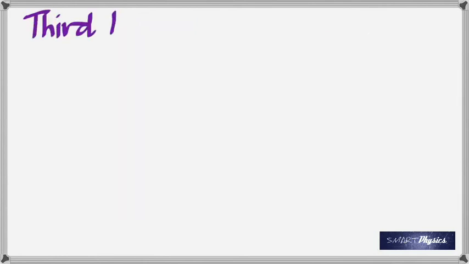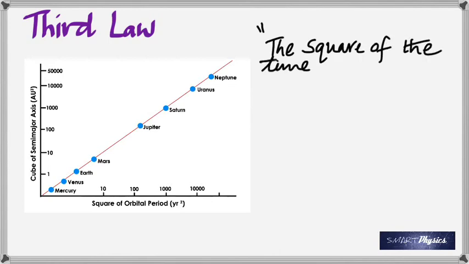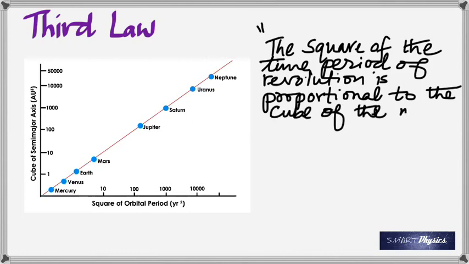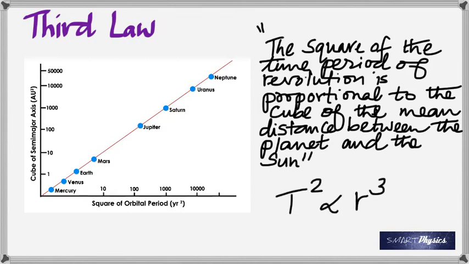The third law. Didn't I already tell you the third law? The square of the time period of revolution is proportional to the cube of the mean distance between the planet and the sun. Between the planet and the sun, T squared is proportional to r cubed. I like this. I like this.